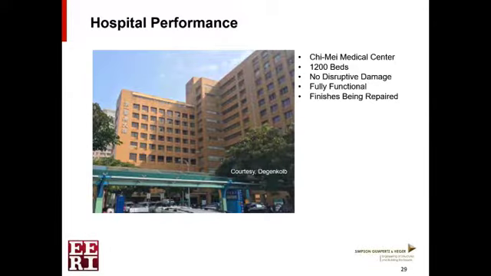The hospitals performed very well. This is the Jiun-Wei Medical Center with over 1,200 beds. There was no disruptive damage. It was basically fully functional, and people utilized it as a normal hospital. The throughput at that hospital was controlled outside of the hospital, so the Taiwan response to the earthquake was controlled such that beds were utilized for those that needed them, and the actual services were not clogged unnecessarily.